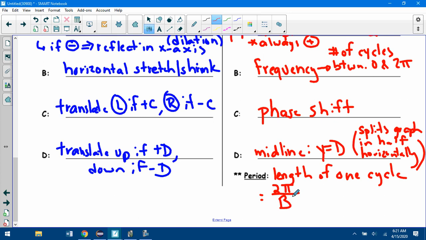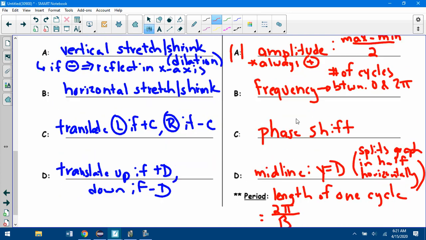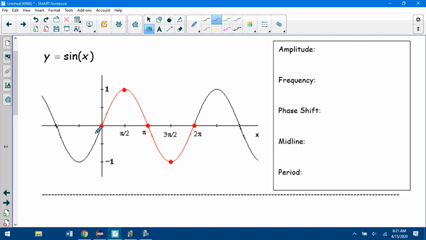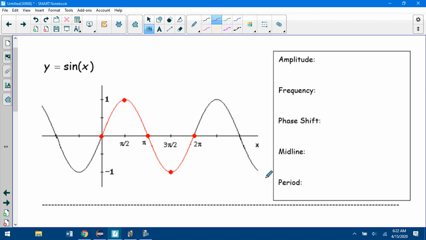Okay, so I just want to end with looking at the sine and cosine graph one more time and applying all of these terms to it. So here's one cycle of sine in red, and it goes on and on forever, which is why it keeps going like that. You can even put arrows on the end of these if you want. But let's talk about what all these are.